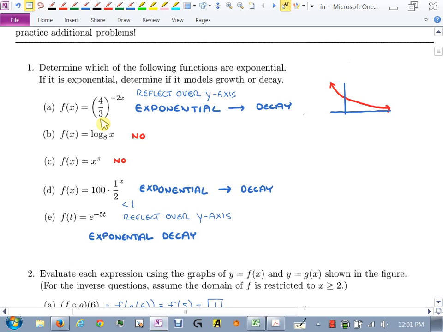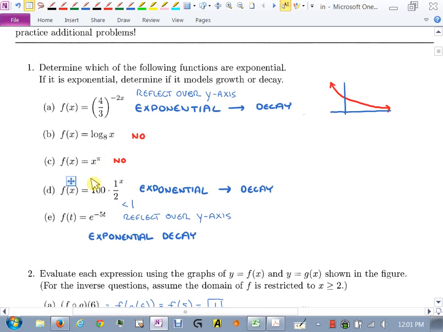Growth, right? But I've got a negative up in the exponent, right? I can't do that without covering it up. A negative up in the exponent, which flips it over the y-axis. So I even put here, reflected over the y-axis, exponential, it's decay. See it? Okay, this one, is that an exponential function? No, it's a log function.